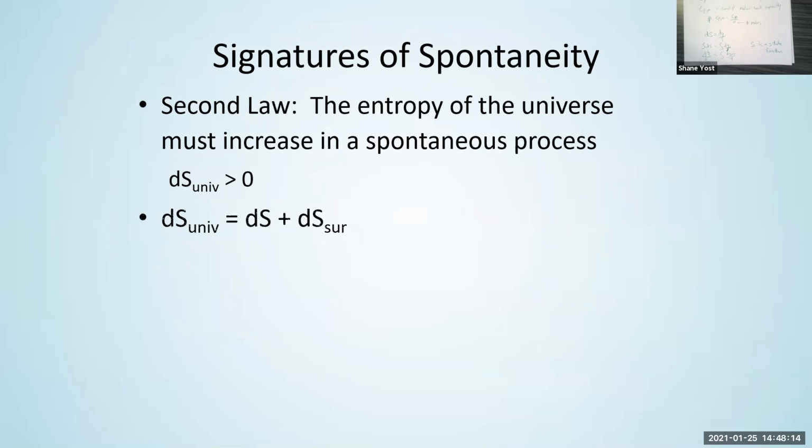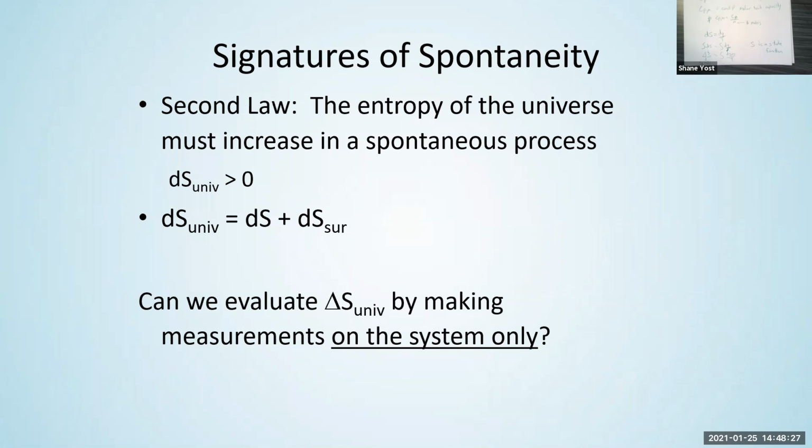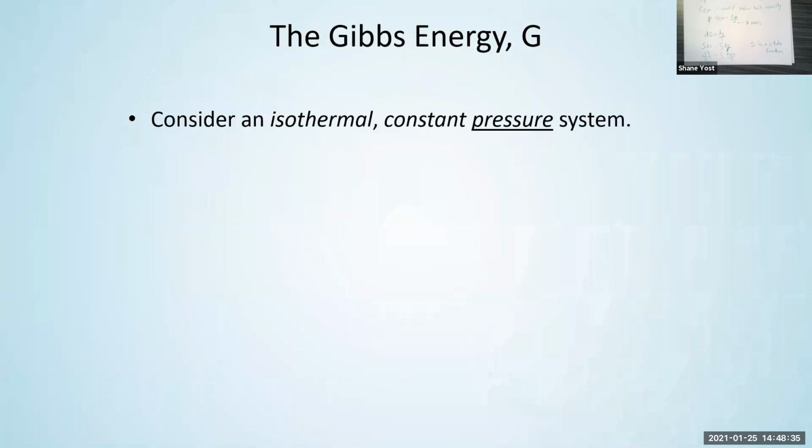Okay. So in the second law of thermodynamics, it talks about how the entropy change in the universe is greater than 0 for a spontaneous process, which is related to the entropy change in the system and the surroundings. But we don't really want to measure the entropy change in the surroundings. We'd like to be able to focus on the entropy change in the universe. And that's where Gibbs free energy comes from.